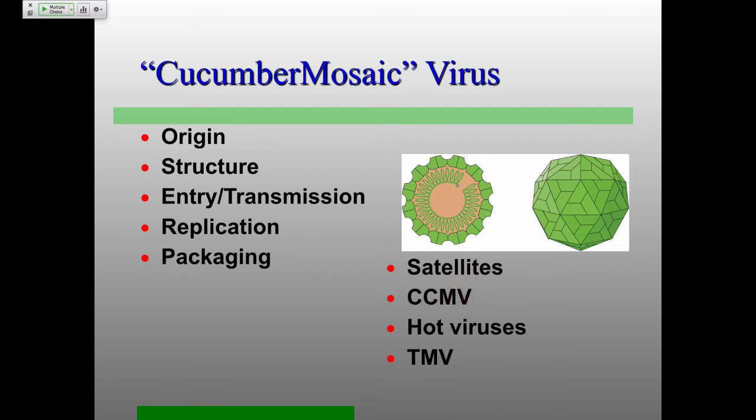What does it infect? Cowpeas. What does it make? Chlorotic mosaic phenotypes. But mostly because this is really well understood in terms of the structural changes that happen in the virion. Hot viruses, best kind of viruses. And then TMV again right at the end.